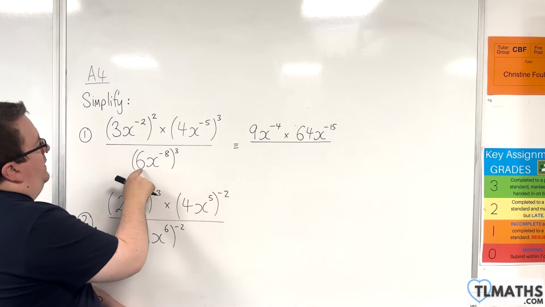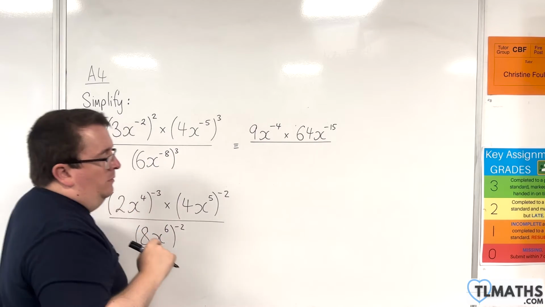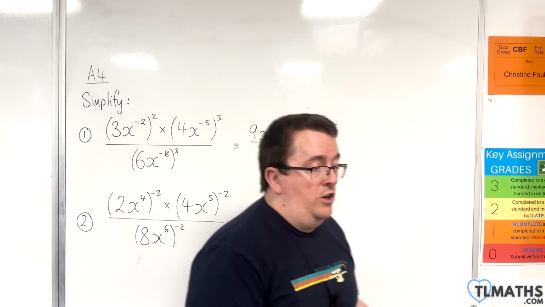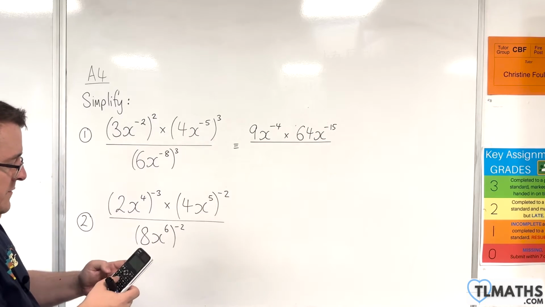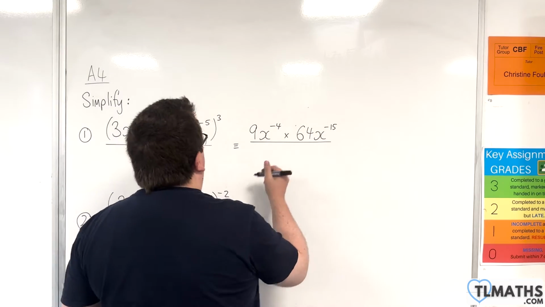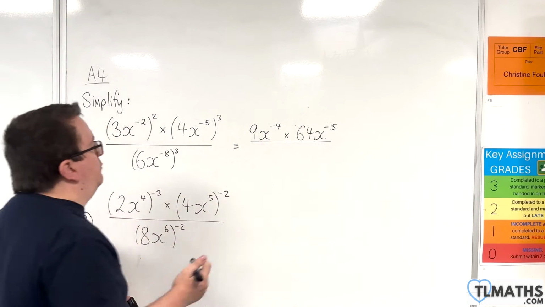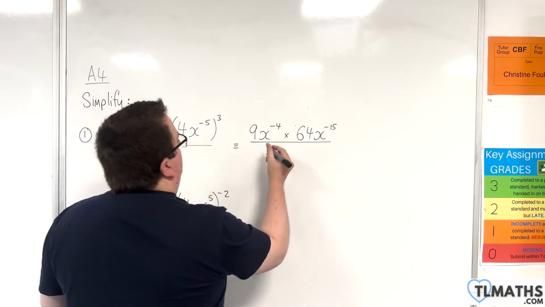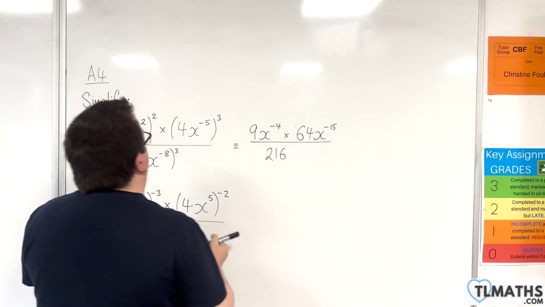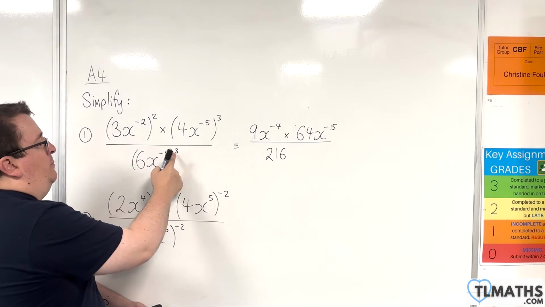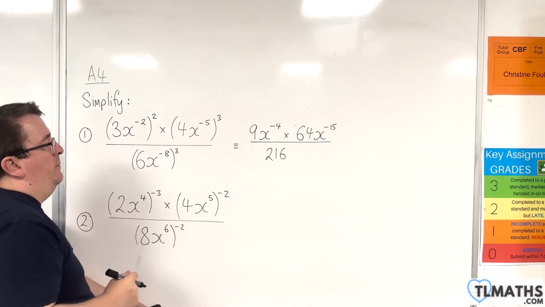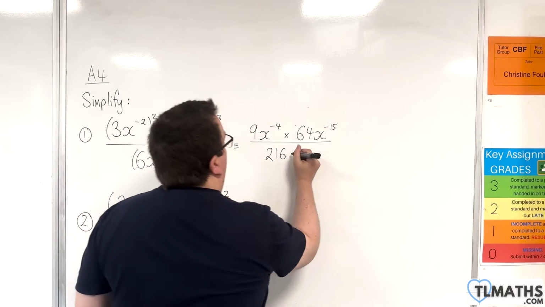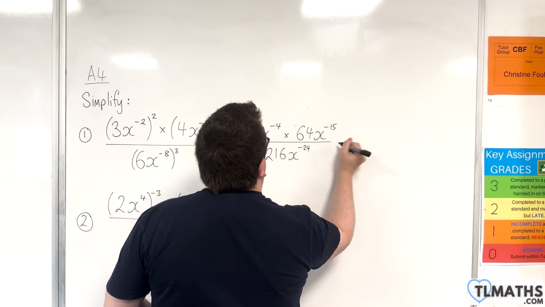Then we have, in the denominator, 6 cubed. Now, what's 6 cubed? You might know that one. It's 216. Don't be afraid to use your calculator on these ones. It's really about getting the steps down. So 216. Then we've got x to the minus 8 cubed. So minus 8 times 3 is minus 24. So x to the minus 24.